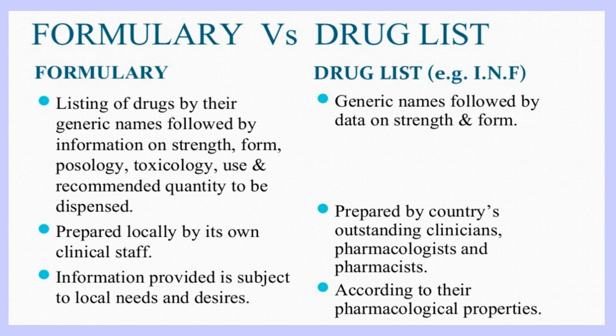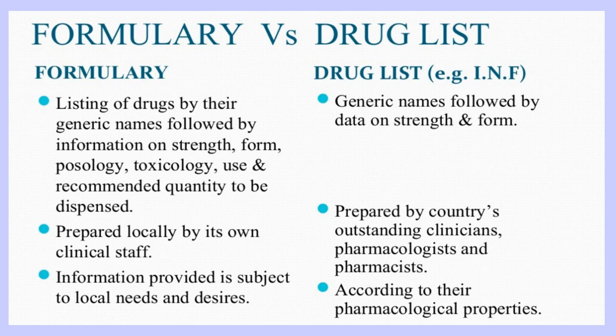So what is a formulary and what is a drug list? Formulary versus drug list. Formulary is a listing of drugs by their generic names followed by information on strength, form, posology, that is dose, toxicology, use and recommended quantity to be dispensed. So the formulary contains this list. Then what about drug list? Drug list is INF, Indian National Formulary. In this, generic names are followed by data on strength and form. So this much information is only available in the drug list. An example of a drug list is the Indian National Formulary.